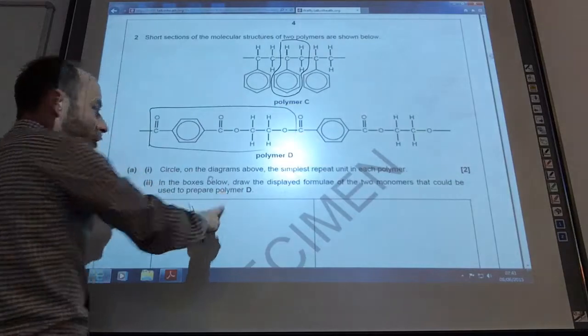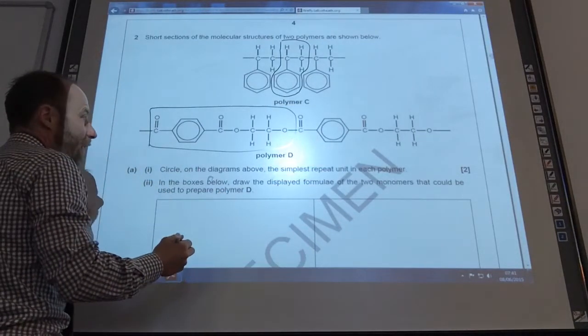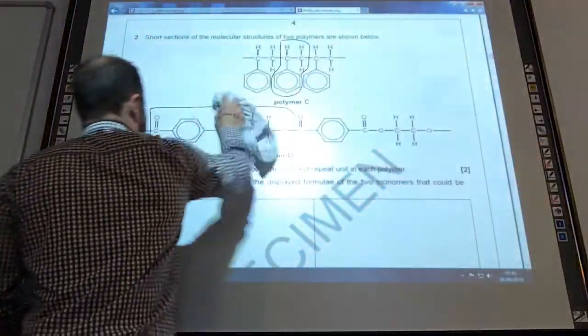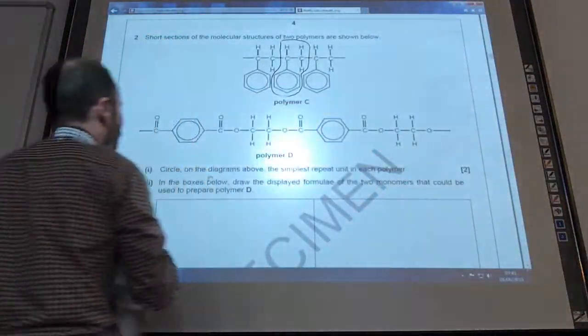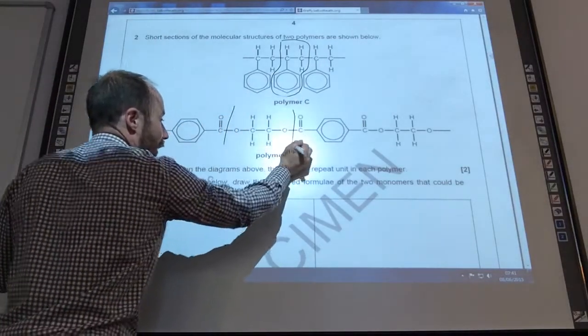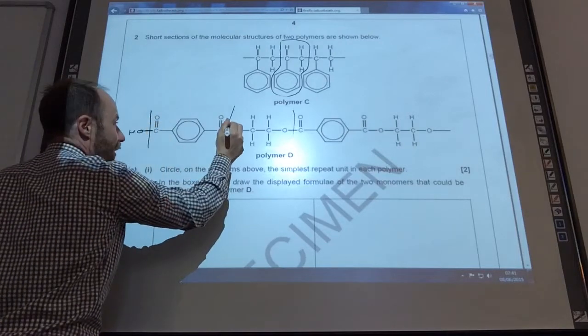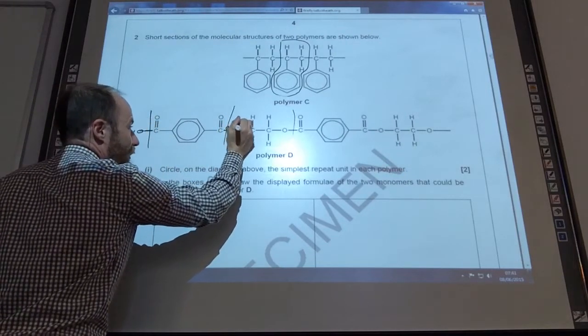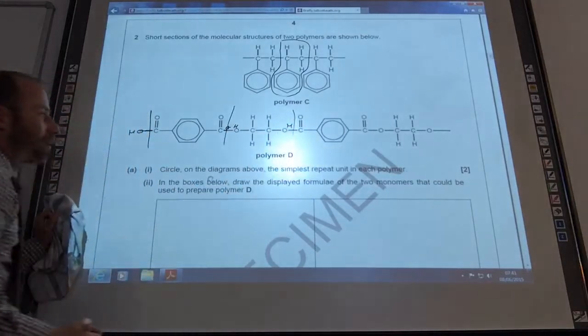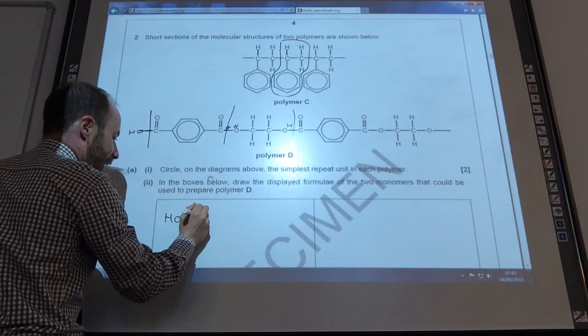In the boxes below, draw the displayed formula for these two monomers. Well, if I go back, I'll remove that box just to make it slightly easier to see. That there is going to become the diacid, and then you're going to put an H on here to become your diol. So you've got your dicarboxylic acid.